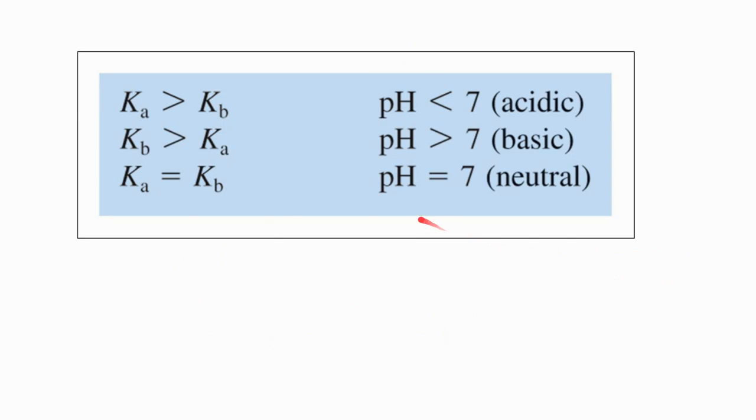Here's a couple of other things. This is from the textbook that can help you guys remember these things. If the Ka is larger than the Kb, it's going to be an acidic solution. Kb bigger than the Ka, going to be basic. If those guys are equal to each other, you've got a neutral solution.